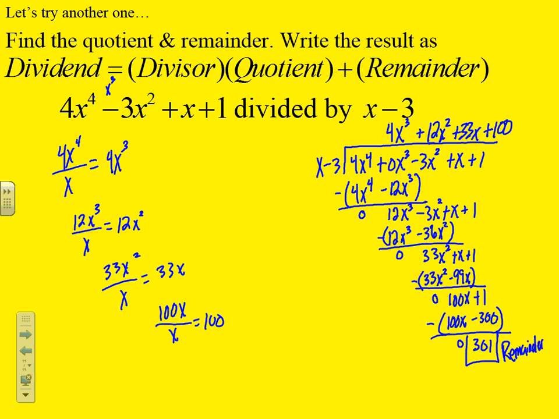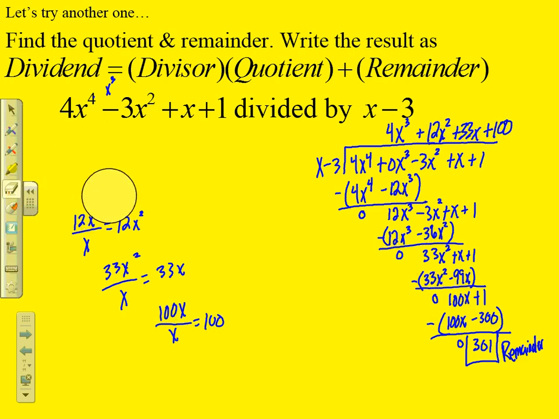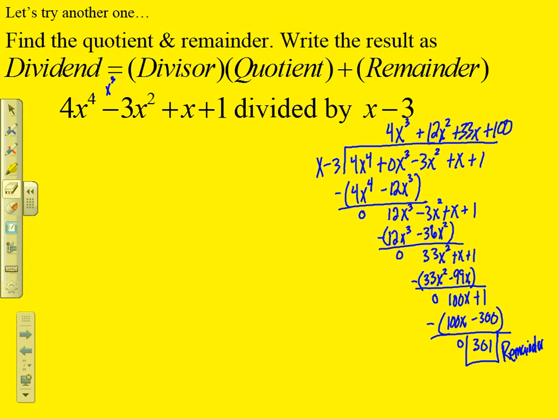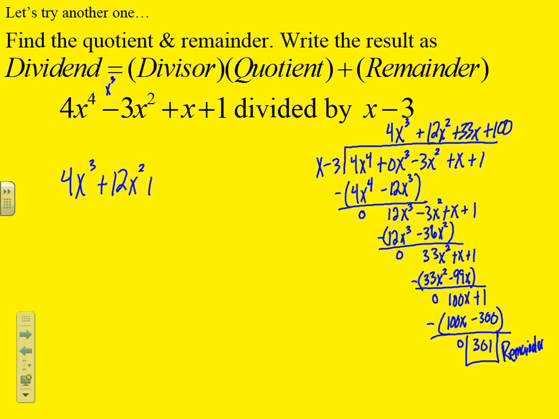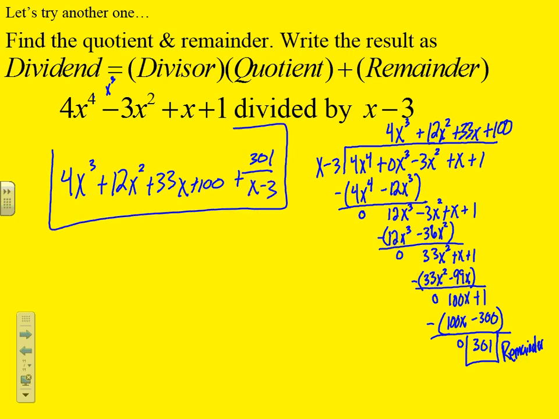All right, so let's go ahead and write this out. I'm going to clean this up just a bit so I can have room to write my answer. So clear all this stuff out because we don't need it anymore. So the final quotient is 4x cubed plus 12x squared plus 33x plus 100 plus 301 over x minus 3. This whole thing works out to be the final answer for this last example.